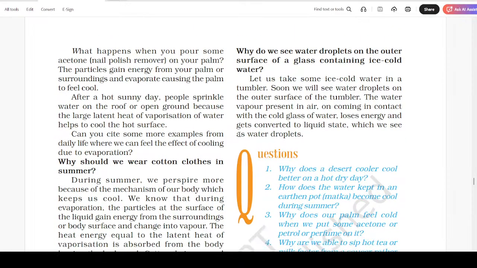Why do we see water droplets on the outer surface of a glass containing ice cold water? Let us take some ice cold water in a tumbler. Soon we see water droplets on the outer surface of the tumbler. The water vapor present in air, on coming in contact with the cold glass of water, loses energy and gets converted into liquid state, which we see as water droplets.